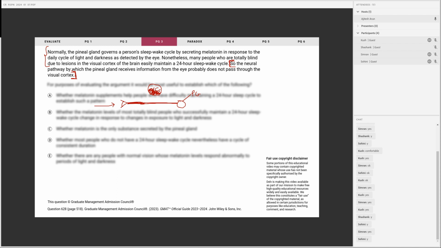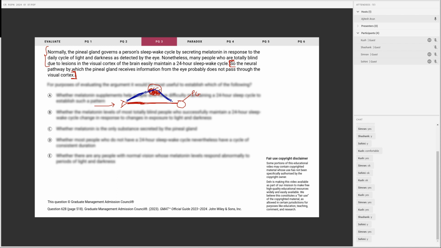So their reasoning is, if the neural pathway did pass through the visual cortex, right, what would happen? These people have a damaged visual cortex, so they should not be able to maintain a 24-hour sleep-wake cycle. That's their logic. So they are saying that these people whose visual cortex is damaged, they are able to maintain a 24-hour sleep-wake cycle. So the neural pathway does not pass through the blue part. The neural pathway is the red part.